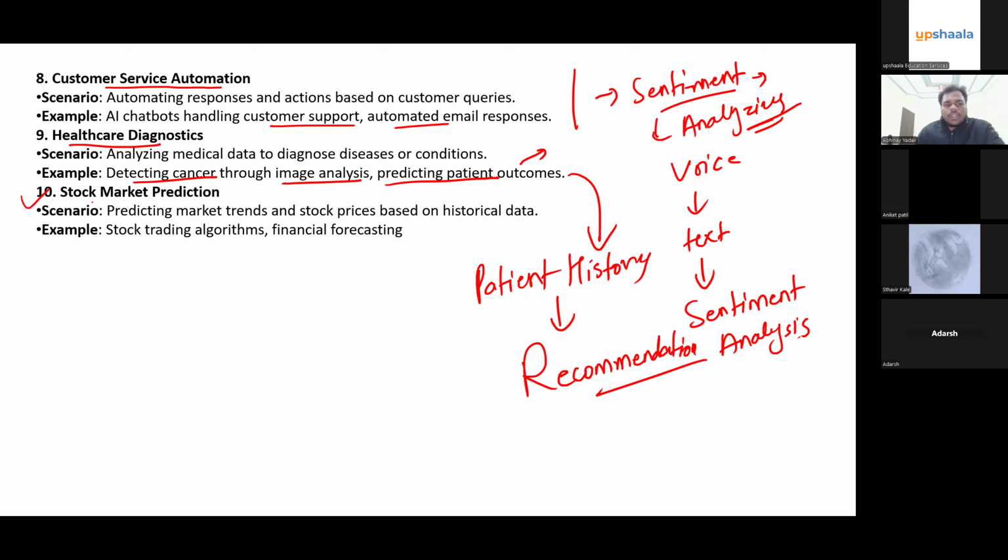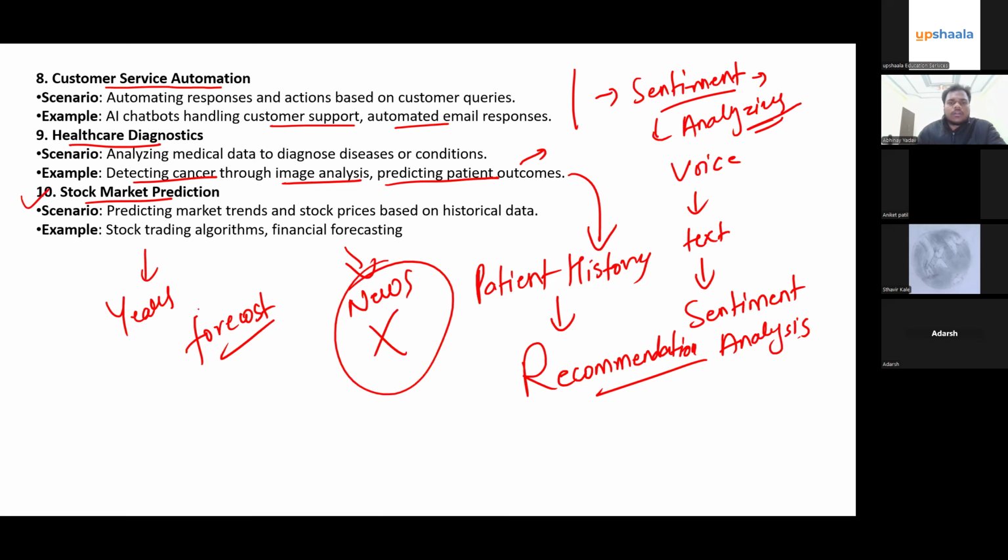After that, I told you in the last class about stock prediction, based upon years of data, so we can forecast. In this, no news is involved, because this is not a generative AI based model. This is something very traditional. It only uses previous years' data. So these are some 10 use cases of machine learning.